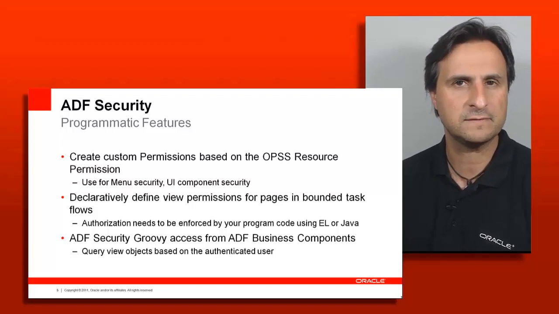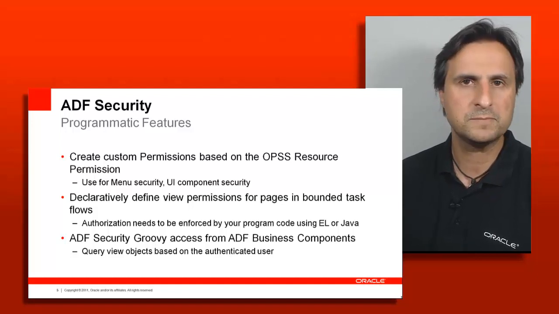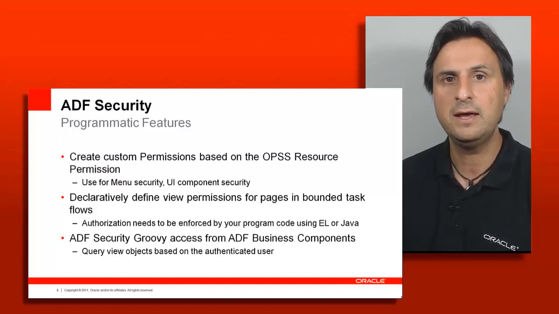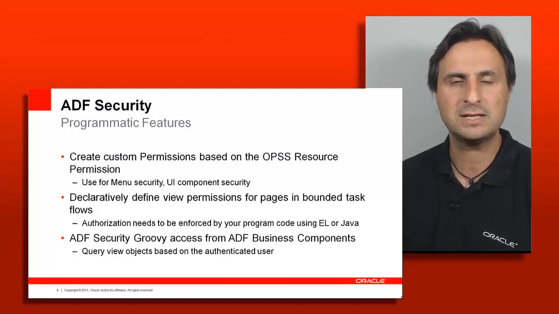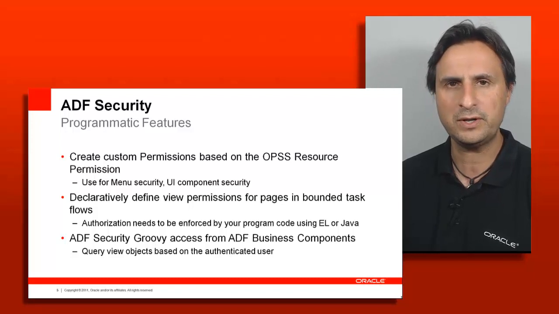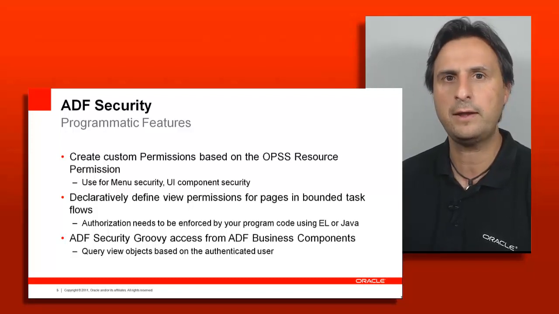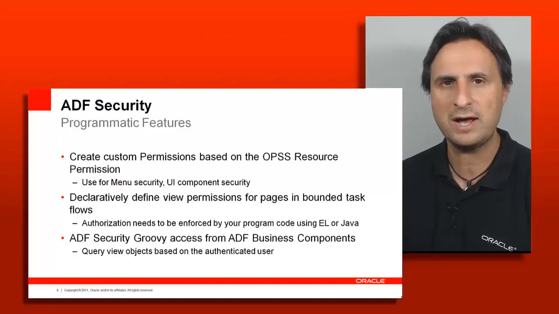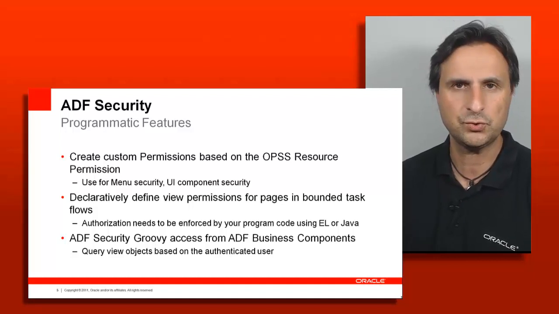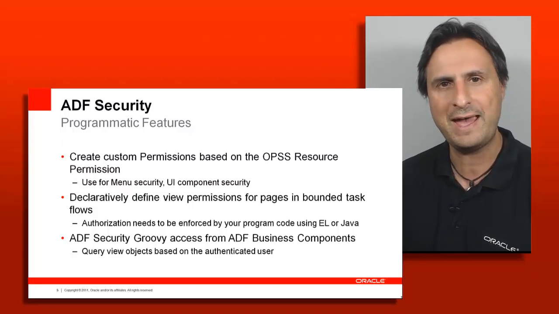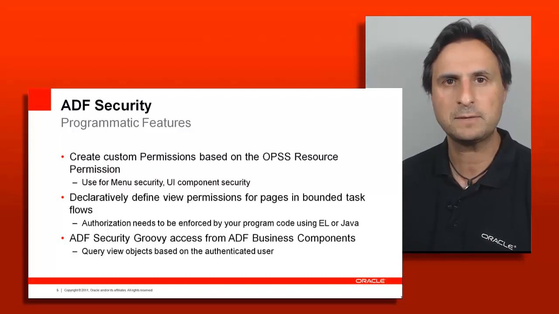This way you can use declarative security, or the other option is just to create a view permission declaratively for that page that is in the bounded task flow. However, the framework itself will not enforce that security, but you can. You can use expression language, as I showed you on the previous slide, or you can use Java. All you need to do is make sure that all the access paths that exist for this view that you want to have extra protection on are checked by you.